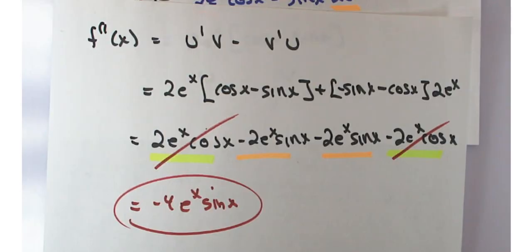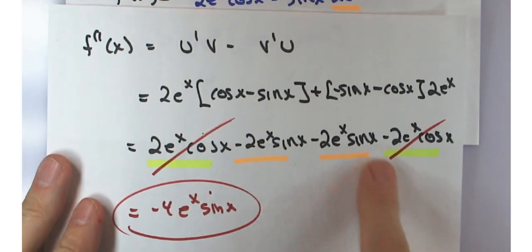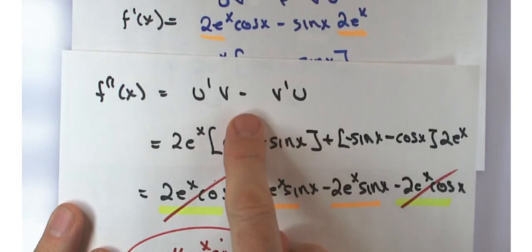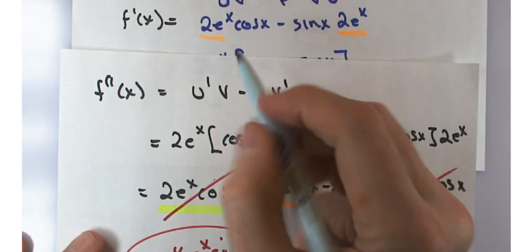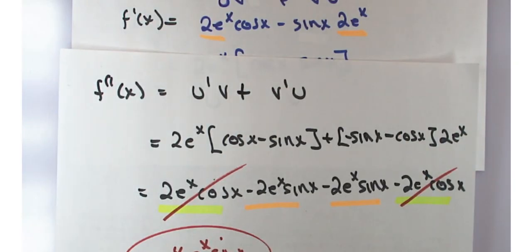Any last comments or thoughts on this one? Is that supposed to be a minus or a plus for the constant for u prime? Oh, it should be a plus. Okay. Thank you. Appreciate that.